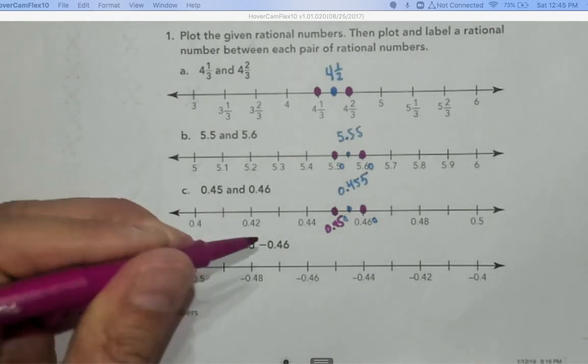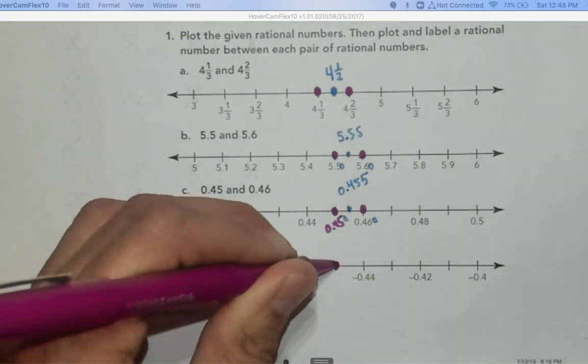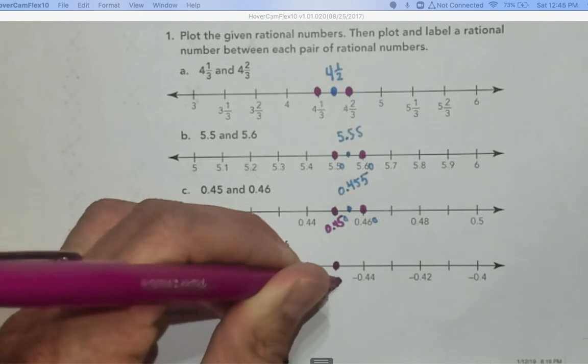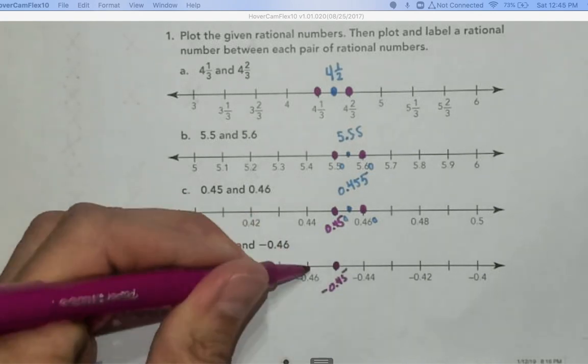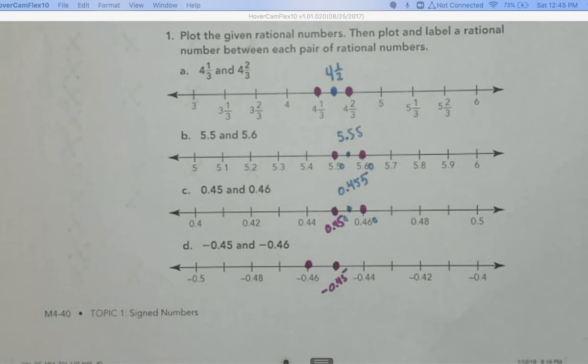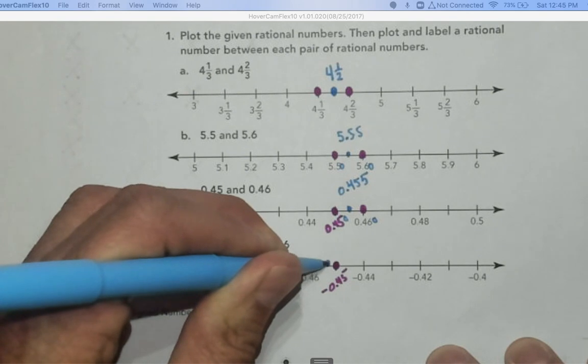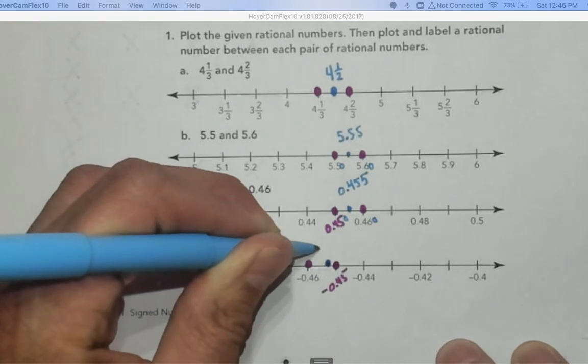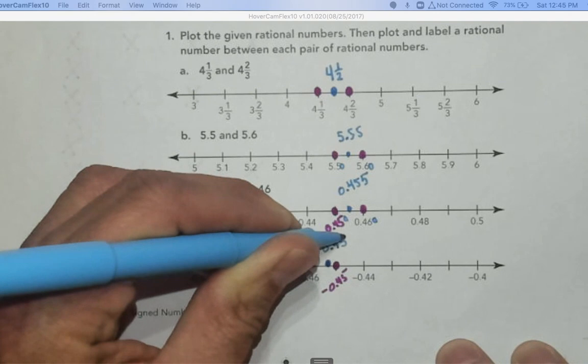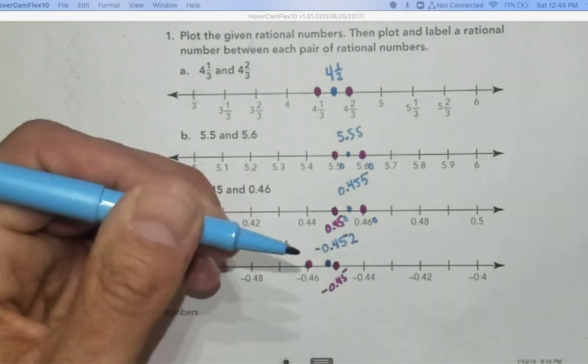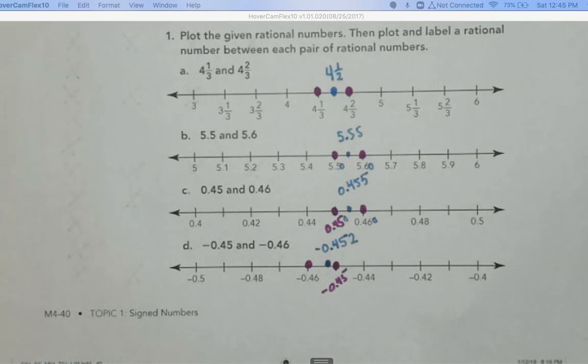Negative 45 hundredths, which would be right here, and negative 46 hundredths, which would be right there. Something could be between both of those, and it doesn't have to be exactly in between. I was doing exactly in between, but I could have negative 452 thousandths, and that would be between those two numbers. All right. And I could have an infinite number of rational numbers that fit in between any two numbers. And that's what the density property is saying.